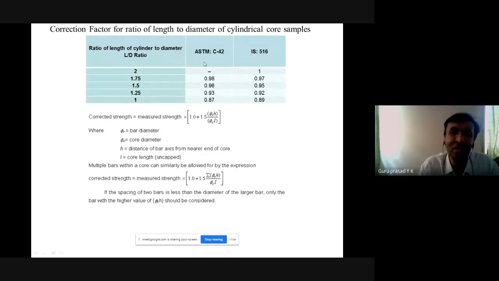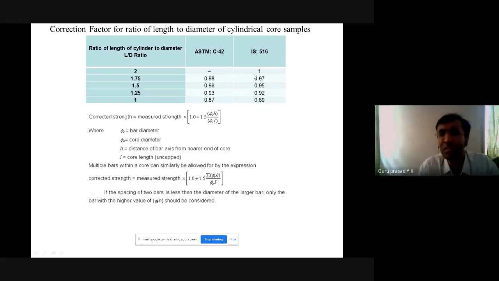In that case, what happens? A correction factor needs to be incorporated when you can't maintain a height to diameter ratio of 2 because of various reasons. I will just show you in the video. When you are pulling the concrete sample out, it breaks. You can't have a height to diameter ratio of 2. In such cases, you have to give a correction factor, that is 0.98, 0.96, for a height to diameter ratio of 1.75, 1.5, 1.25, and 1.